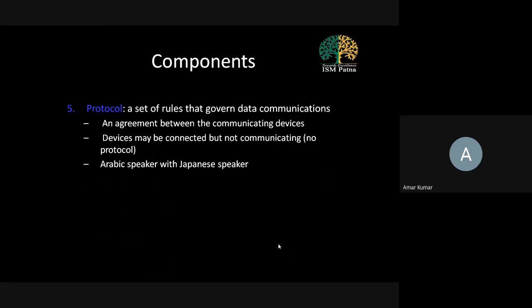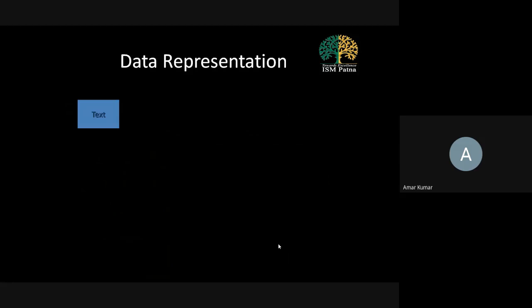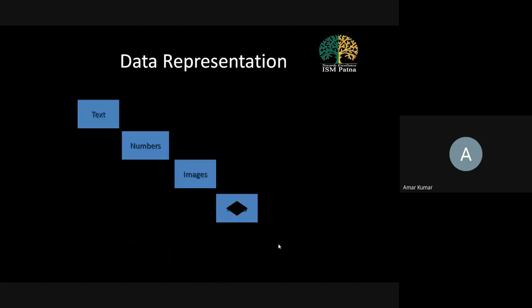We can't say this communication is successful. So a set of rules is mandatory in any type of data communication. Data can be represented in these forms: text, numbers, images, audio, video. It can be represented in text form, in number form, in image form, audio form and video. So these are the forms in which the data are represented.